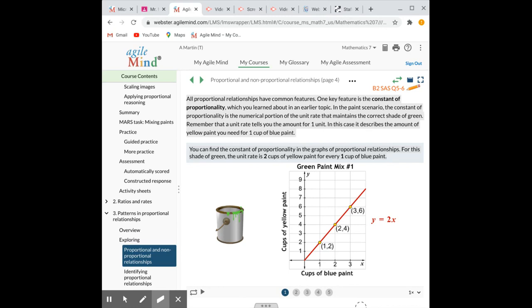All right. So looking at our book, basically what this is going to do is show us the key concept of constant of proportionality. Right now, it's saying that y equals 2 times x, which is showing us that for every 1 cup of blue paint, there are how many cups of yellow? Think about it. For every 1 cup of blue, there are how many cups of yellow? Two. Good.